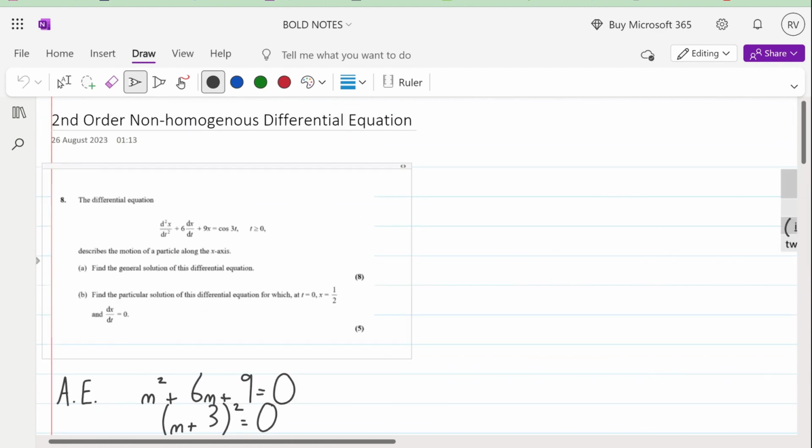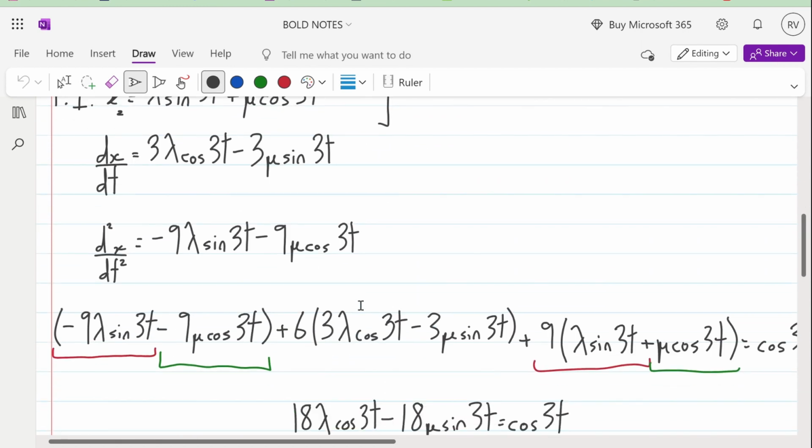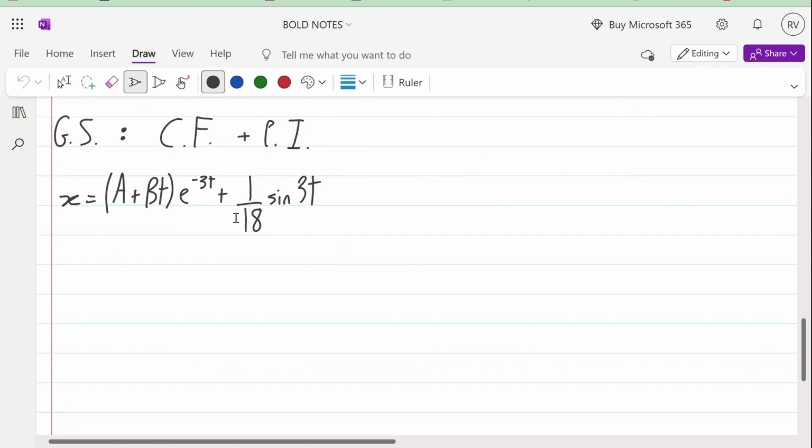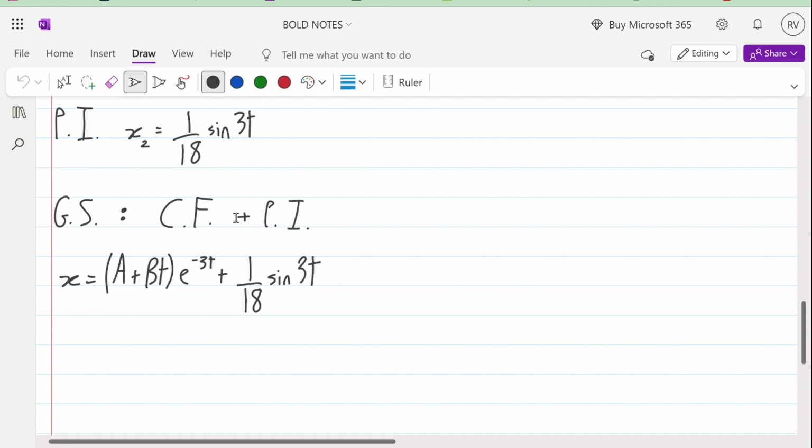Now part B asks, find the particular solution of this differential equation for which at t equals 0, x equals a half, and dx by dt equals 0. So we're going to have to use our general solution to now find a particular solution. Now what does that mean? Well, our general solution at the start just had x in terms of t, right? But we also have capital A and capital B, which we aren't aware of. So now it's given us some conditions, and now we're essentially going to have to find these values of A and B. So we're just going to get an equation of x in terms of t.